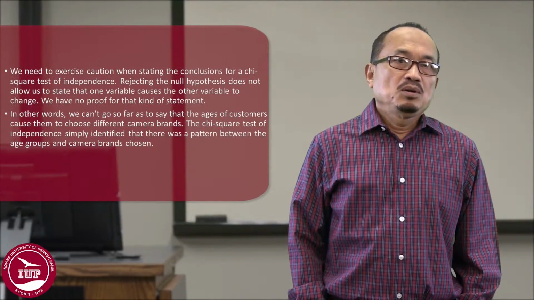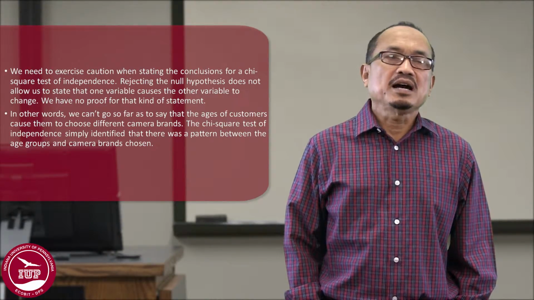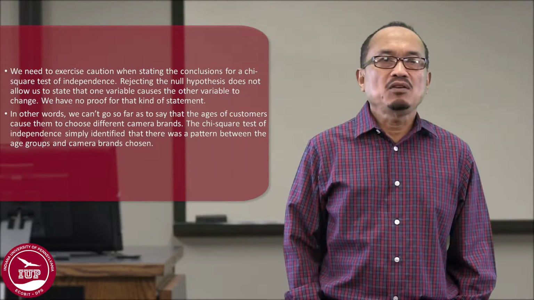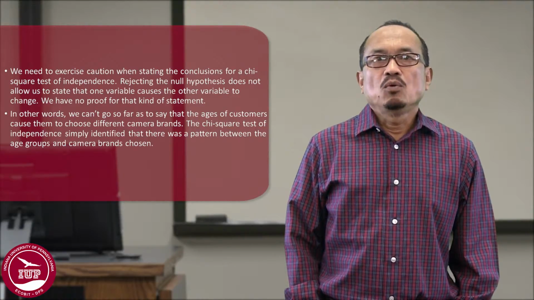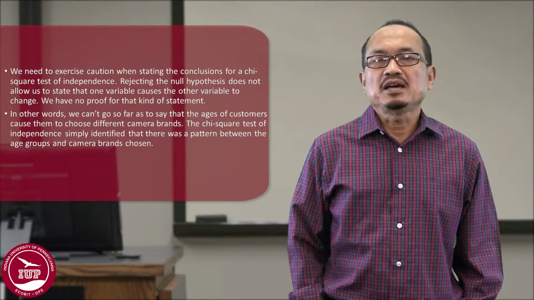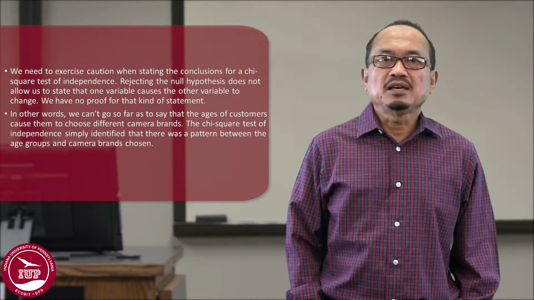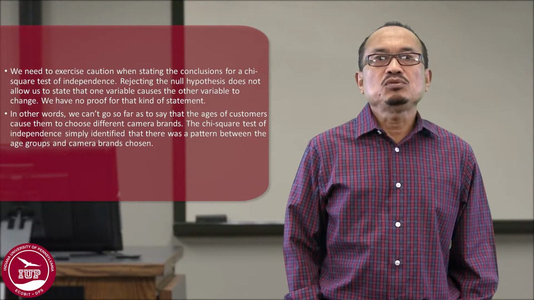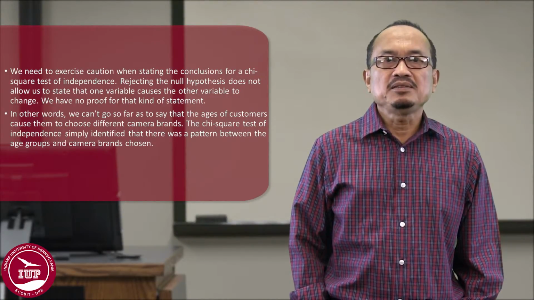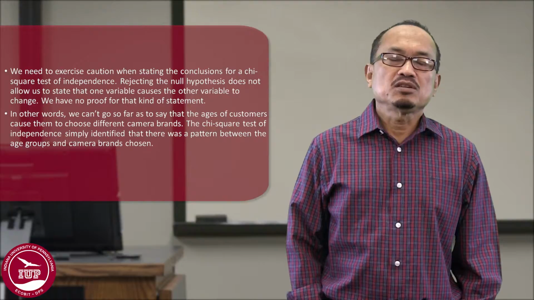We need to exercise caution with stating the conclusion for a chi-square test of independence. Rejecting the null hypothesis does not allow us to state that one variable caused the other variable to change. We have no proof for that kind of statement. In other words, we cannot go so far as to say that the ages of customers cause them to choose different camera brands. The chi-square test of independence simply identified that there was a pattern between the age groups and camera brands chosen.